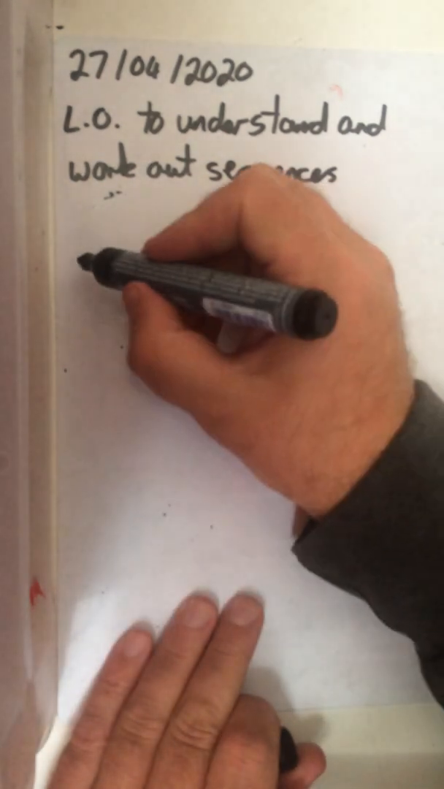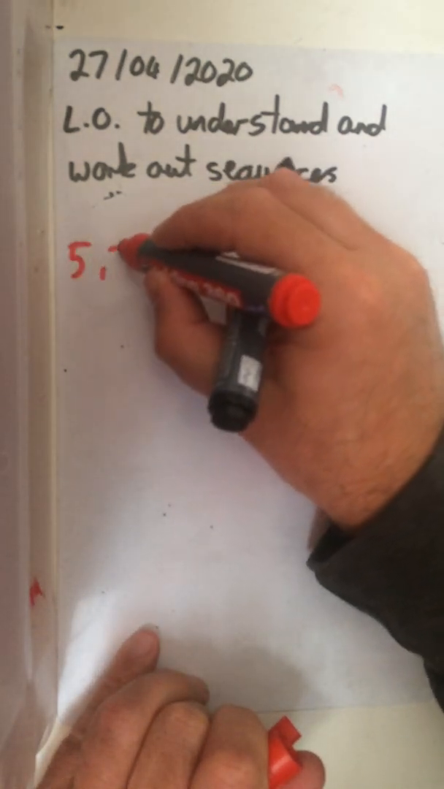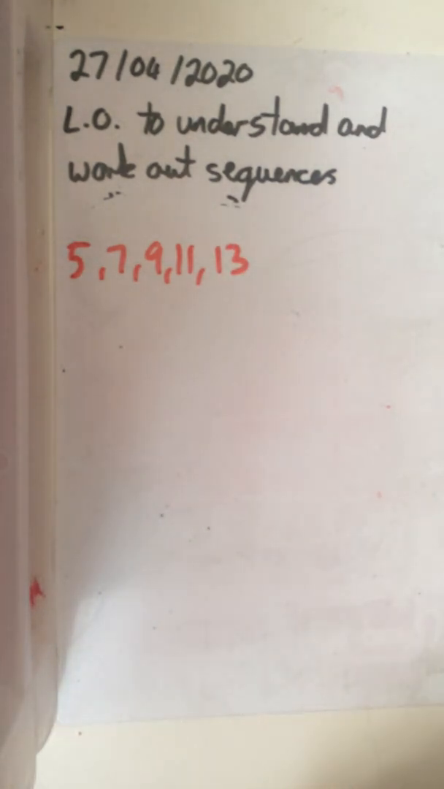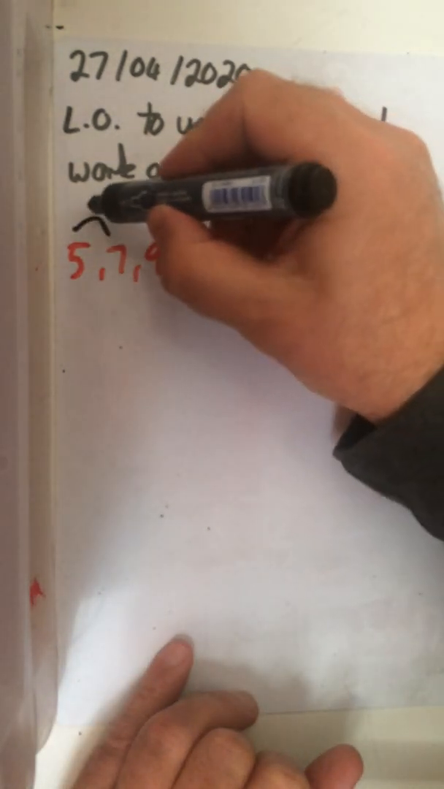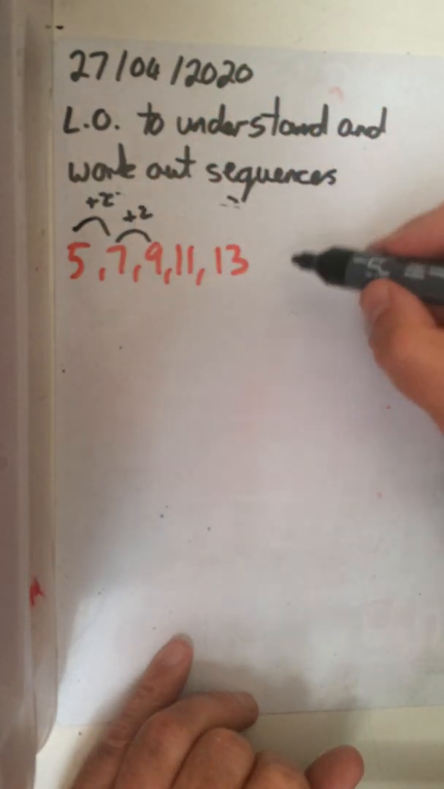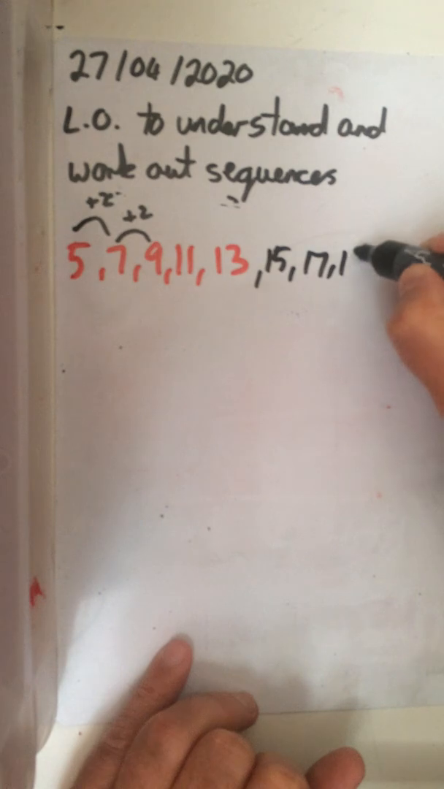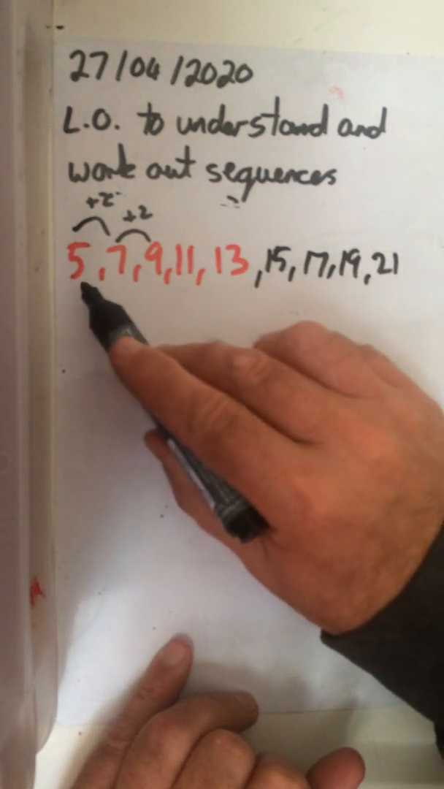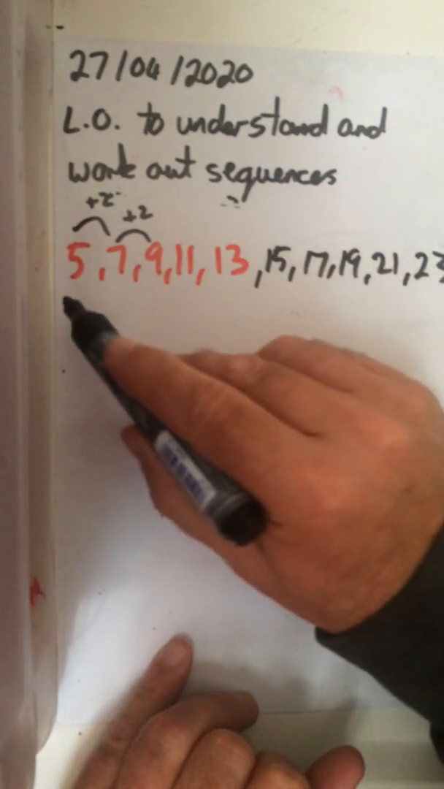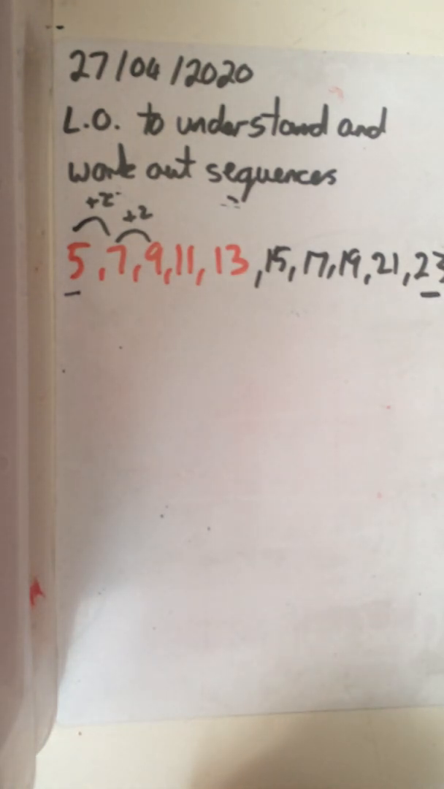Let's have a look at this one. If you had this question, it would be 5, 7, 9, 11, 13. And now you can see straight away that each time you're just adding 2. So this becomes 13 add 2, 15, 17, 19, 21. How many have I got? 1, 2, 3, 4, 5, 6, 7, 8, 9. One more, 23. So this is my first number in the sequence, and this is my 10th number in the sequence.